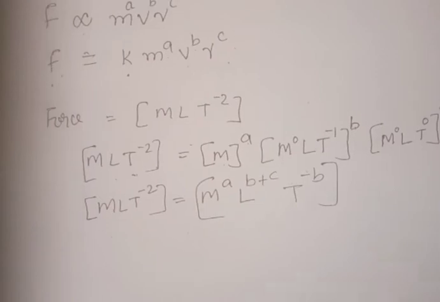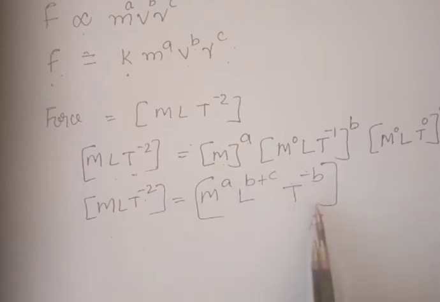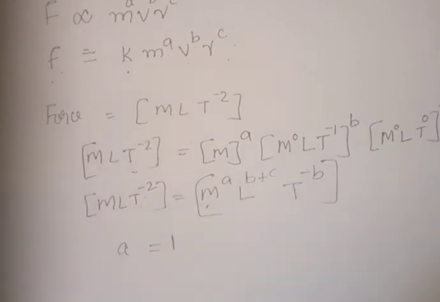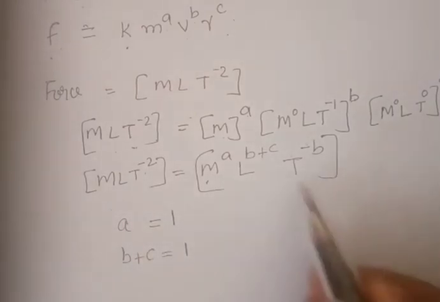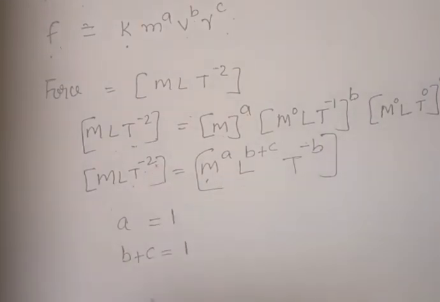Now you have to compare the powers of the fundamental units of mass, length and time on both sides. Here M raised to 1, and here M raised to a. So a is equal to 1. For L, b plus c is equal to 1. Then T raised to minus b here and T raised to minus 2 there, so minus b is equal to minus 2. So a equals 1.